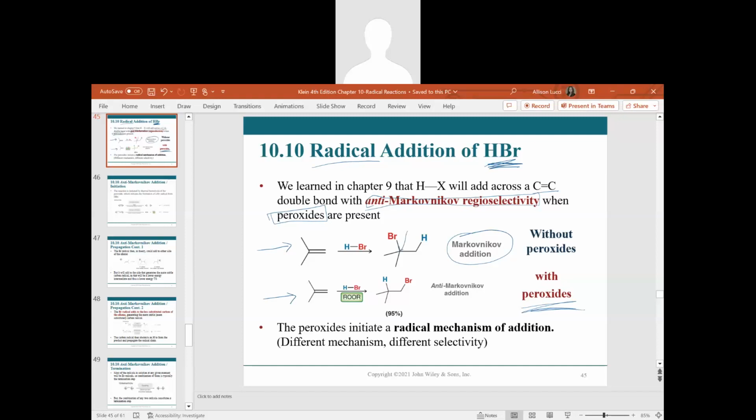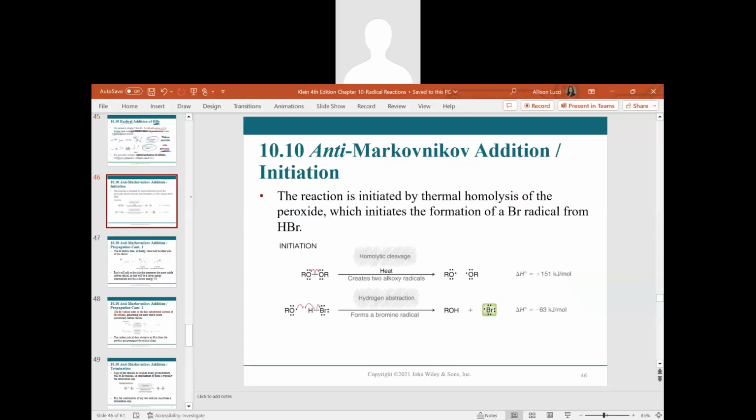So on the double bond here, the more highly substituted position is brominated, and our product is the more highly substituted product that we see here, where the bromine is at that site. Hydrogen adds where more hydrogens were. The opposite happens, and we have anti-Markovnikov addition with peroxides. This is because a radical mechanism of addition happens, and it's a different mechanism. So we have different selectivity. We have a different site that is brominated. So let's see what actually happens.